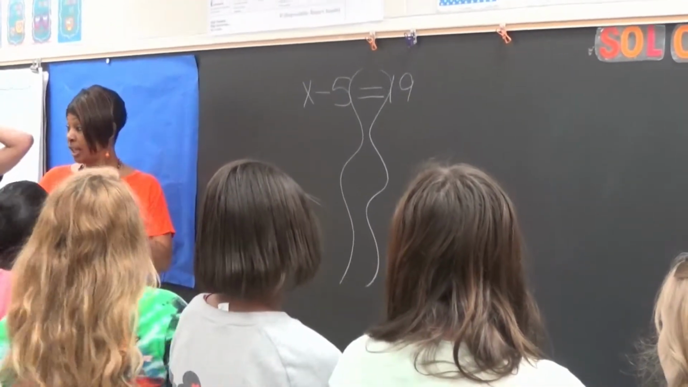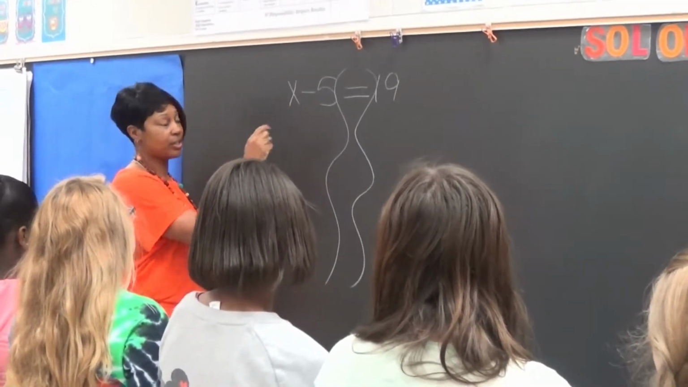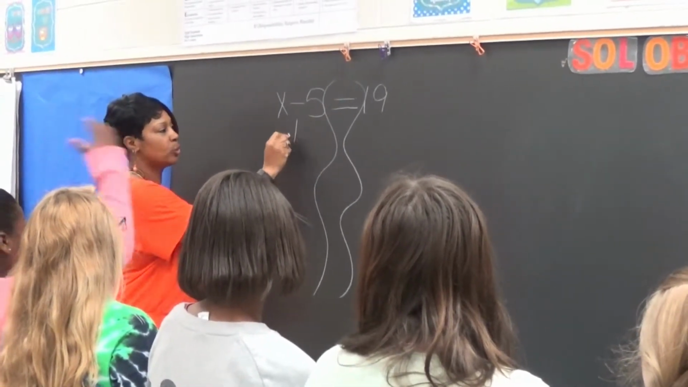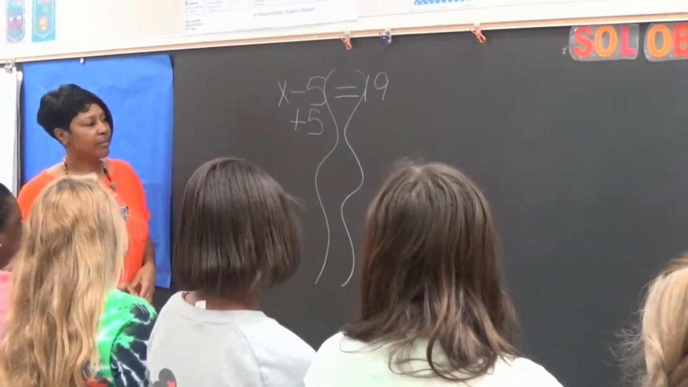We said inverse, and inverse and opposite mean the same thing. So we want to take the different inverse operation of this. If you look at this one-step equation, what kind of problem is it? It's a subtraction problem.